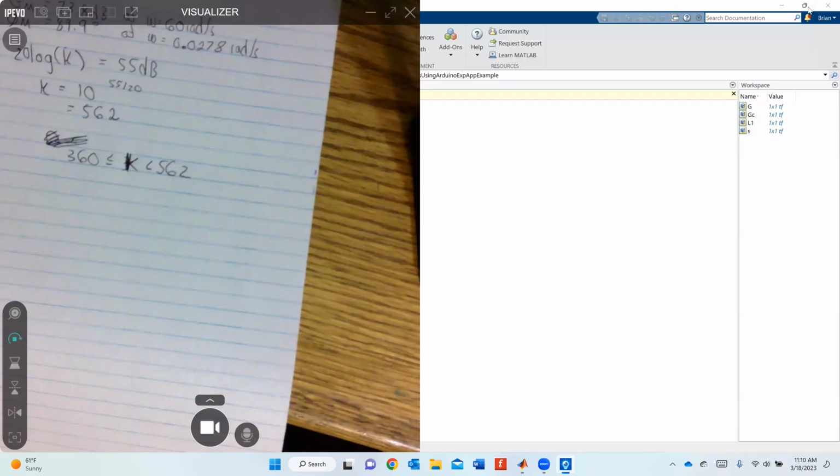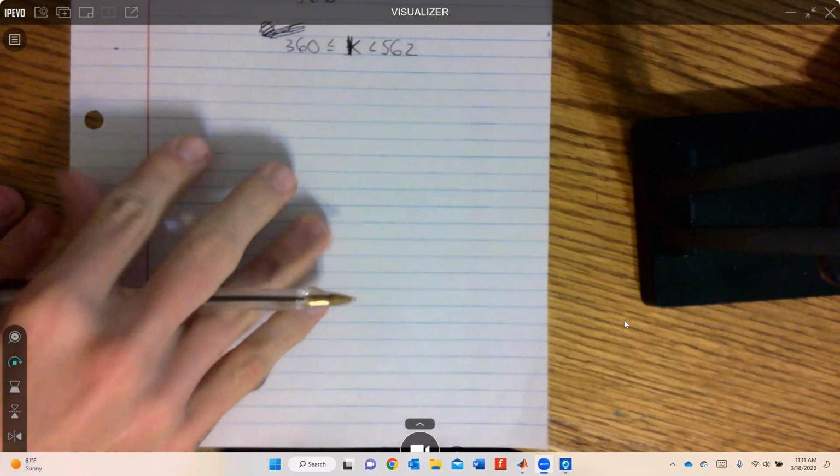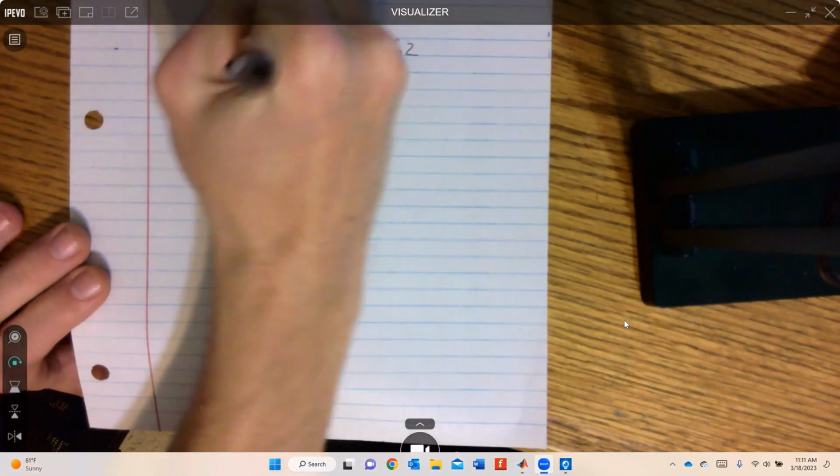First order compensator, oh, let me reshare. I don't know if it's sharing my screen, so I'm going to just reshare this. What is going to happen with a first order compensator is basically we just looked at simple K right there.